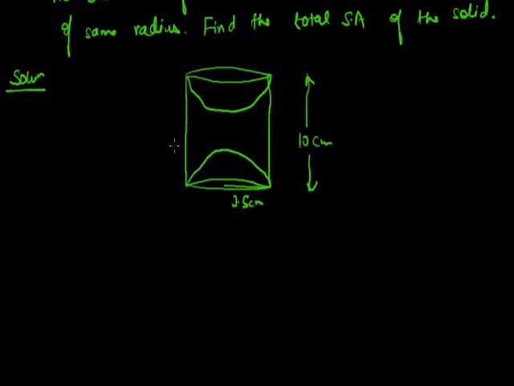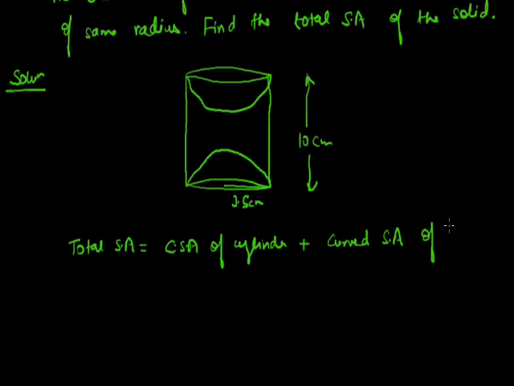So first we'll see the curved surface area of the cylinder, because the inner part of the cylinder is cut but the outer part remains the same. To find the total surface area, we need to take the curved surface area of the cylinder plus the curved surface area of the hemisphere. We need to take the curved surface area of the hemisphere for both hemispheres, which means we need to take twice the curved surface area of the hemisphere.